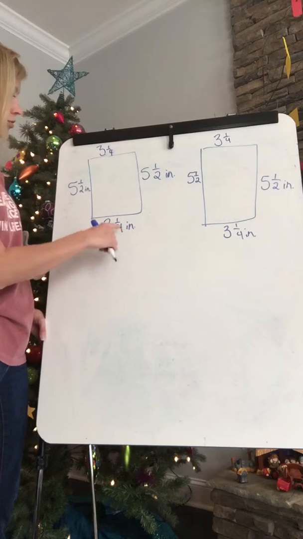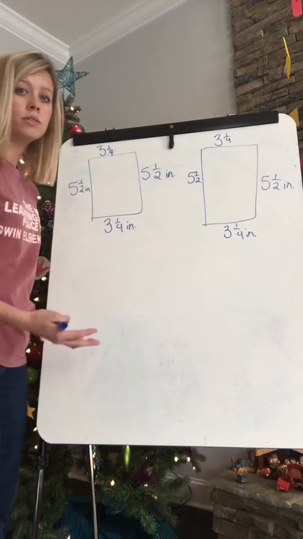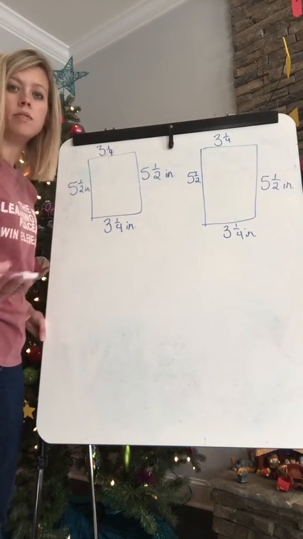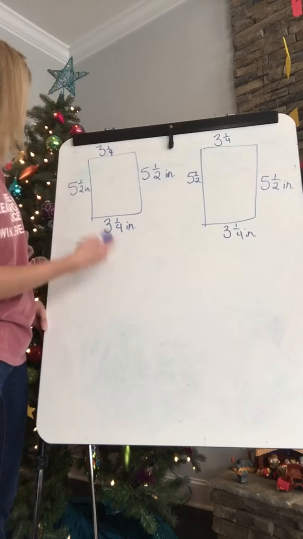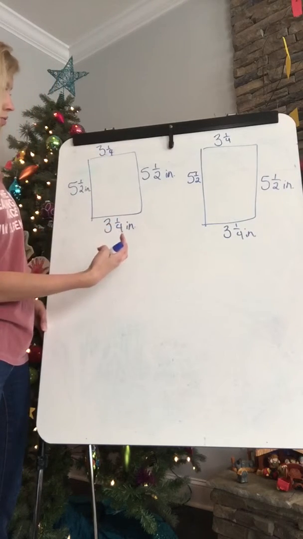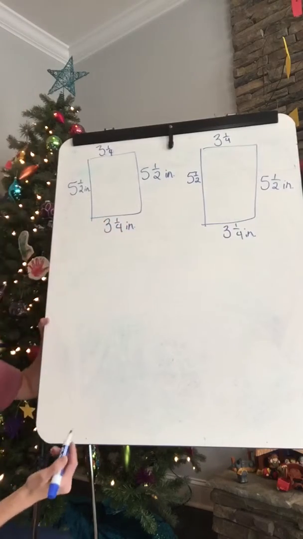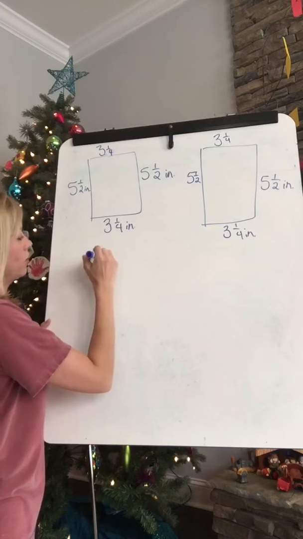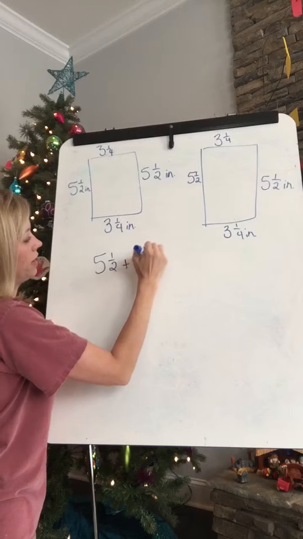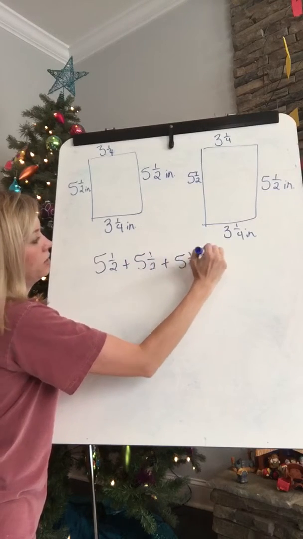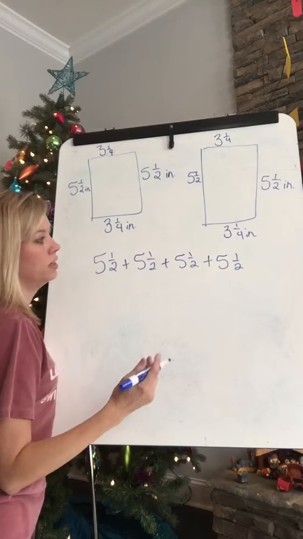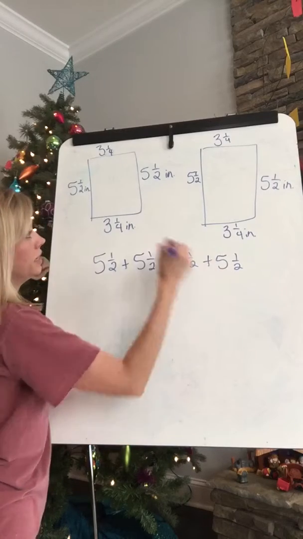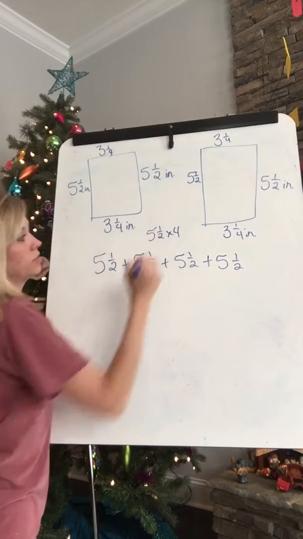If I've got 4ths and halves to add, so they're different denominators, it makes the most sense to start with one of them and add all of them up that have the same denominator. So you could either add all the 5 1/2 inches or all the 3 1/4 inches. We'll just start with 5 1/2. So I've got 1, 2, 3, 4 of them, so I'm going to say 5 1/2 plus 5 1/2 plus 5 1/2 plus 5 1/2.